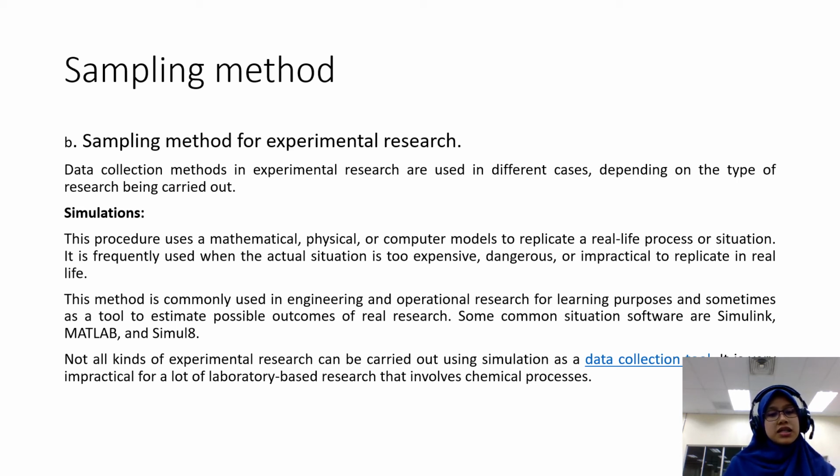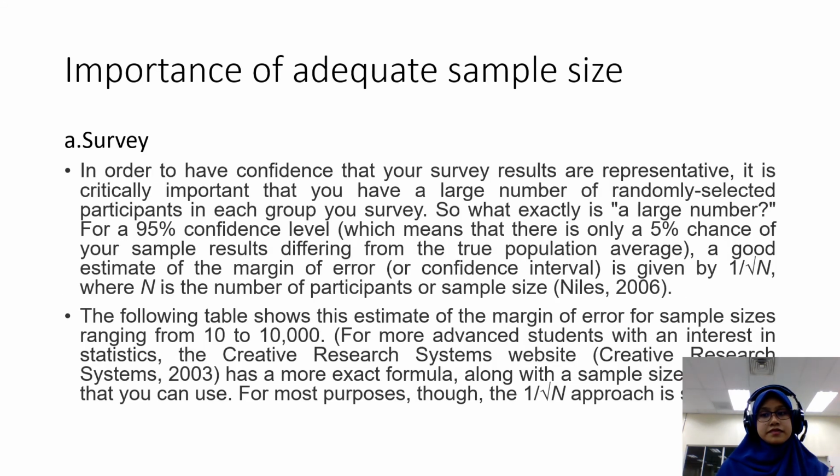This method is commonly used in engineering and operational research for learning purposes and sometimes as a tool to estimate possible outcomes of real research. Some common simulation software are Simulink, MATLAB, and Simulite. Not all kinds of experimental research can be carried out using simulation as data collection. It is impractical for a lot of laboratory-based research that involves chemical processes.